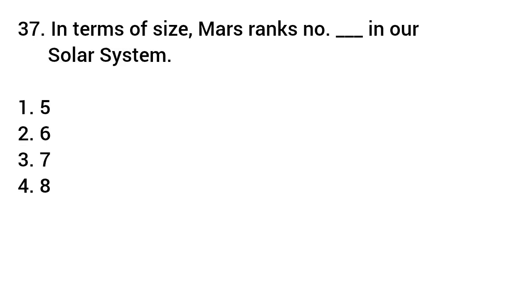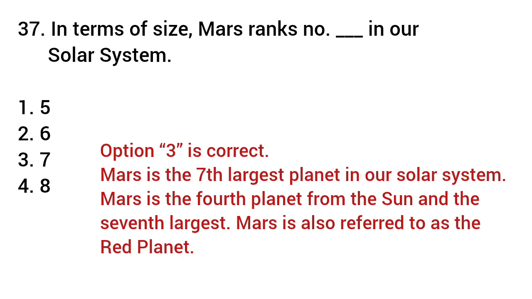In terms of size, Mars ranked number dash in our solar system. Answer. Option 3 is correct. Mars is the seventh largest planet in our solar system. Mars is the fourth planet from the Sun and the seventh largest. Mars is also referred to as the red planet.